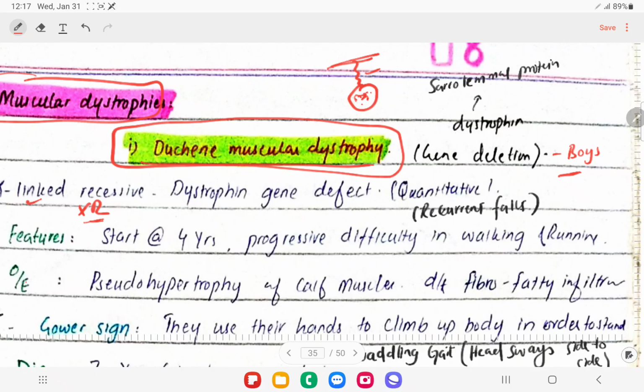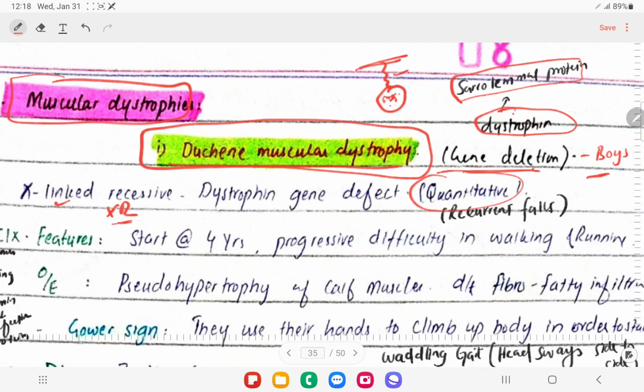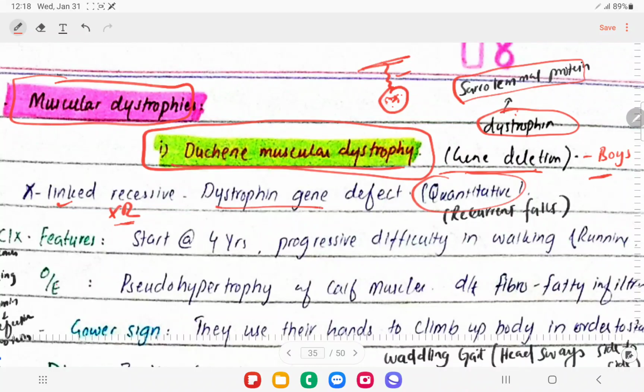So dystrophin is basically the sarcolemmal protein, and there is a gene deletion. That means this is a quantitative defect. There will be absent dystrophin protein in these patients. So there is a dystrophin gene defect, and this patient is going to present with enlarged muscles and muscular weakness.